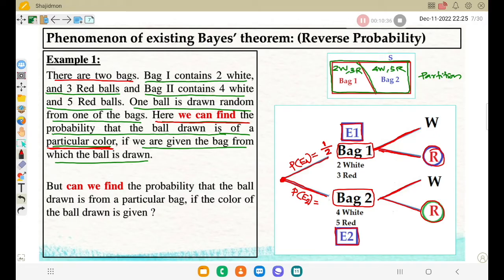Bag number 1 or bag number 2, like tossing a coin, a 50-50 chance. Getting a head means 50%, getting a tail means 50% chance. That means 1 by 2, 1 by 2.